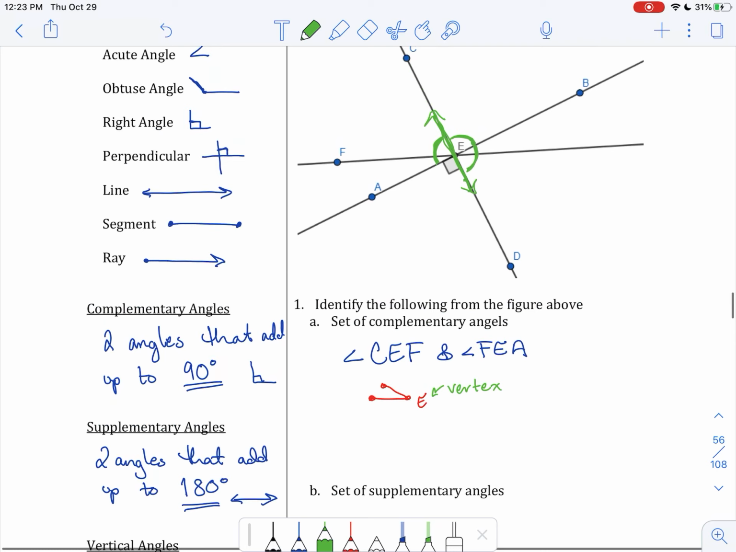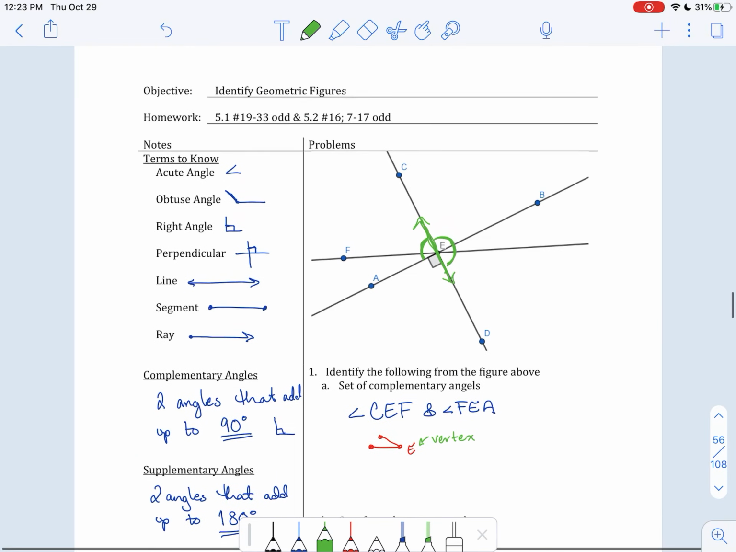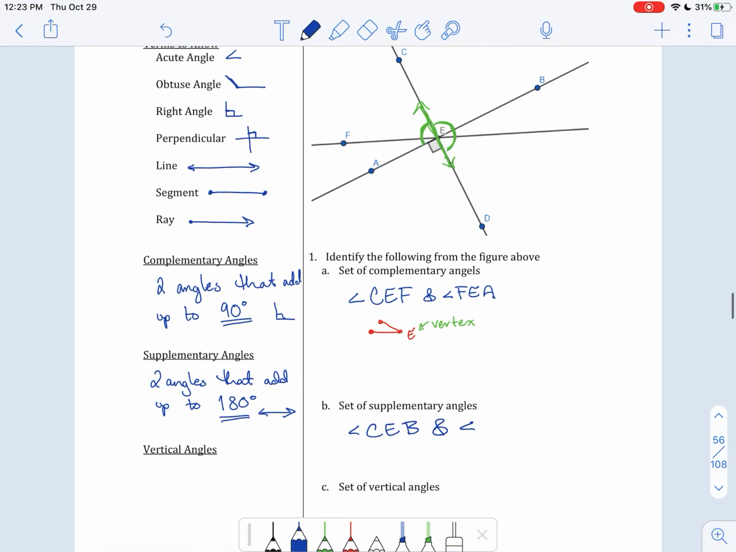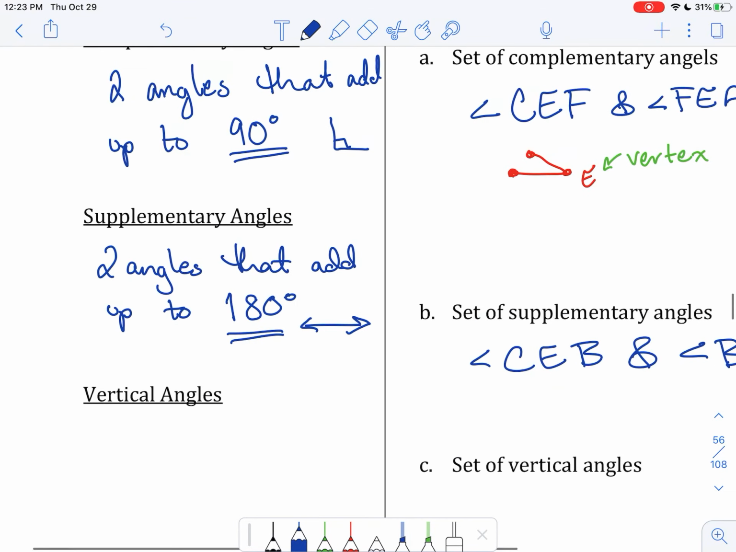So the way I would write that, I'm just going to zoom out a little bit to give us enough space. If I want to write that, that's CEB, so angle CEB in that top part, and then angle B to E to D. Those are supplementary angles. Now our last term here is vertical angles.